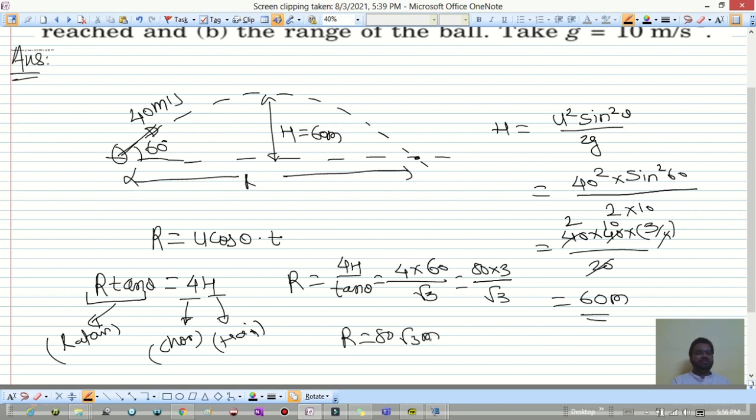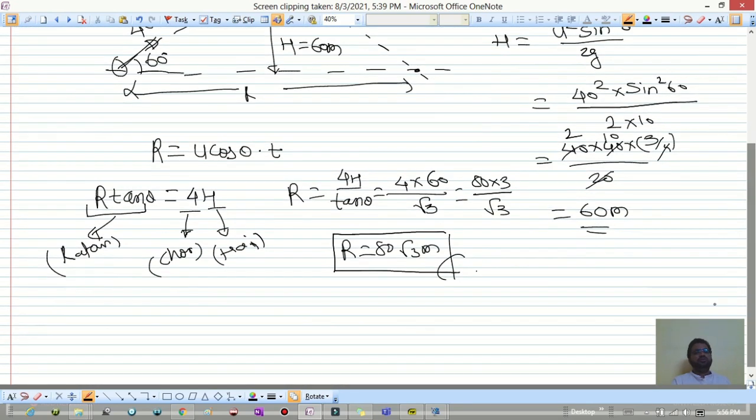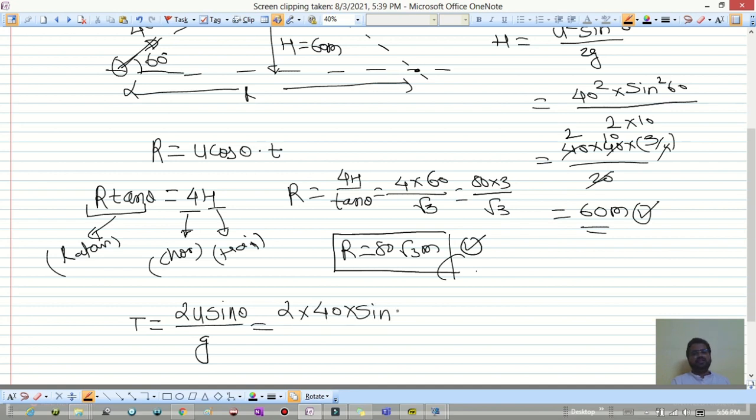80 root 3 meter. So I hope this is clear. So we have the maximum height, that is 60 meter. We have range, that is 80 root 3 meter. And what is time of flight then? Time of flight we have is 2u sine theta divided by g. So which is equal to 2 into what is u? 40 into sine theta, sine 60 degree divided by 10. So this gets cancelled. We'll have then 4 root 3 is the time of flight.